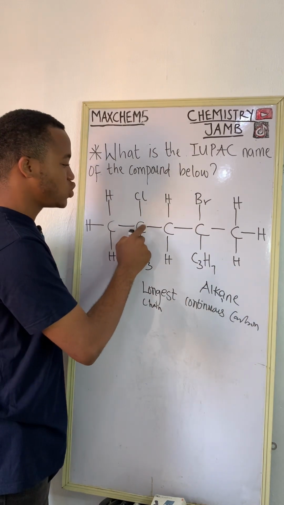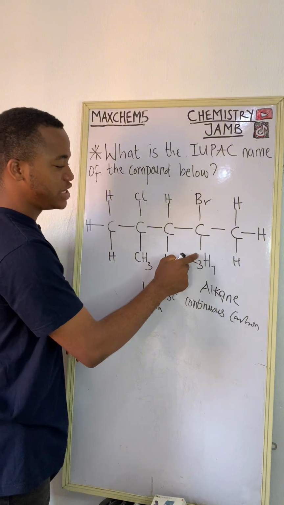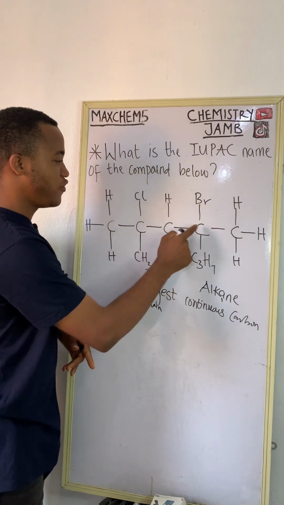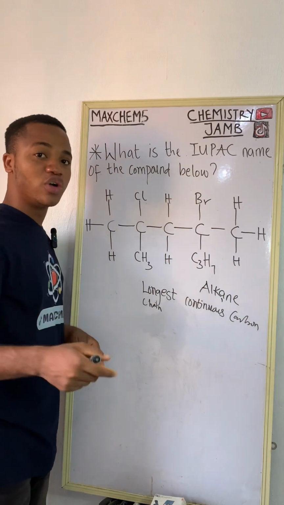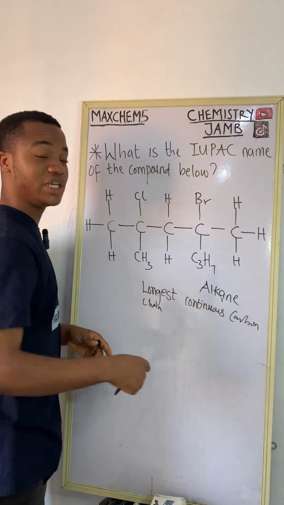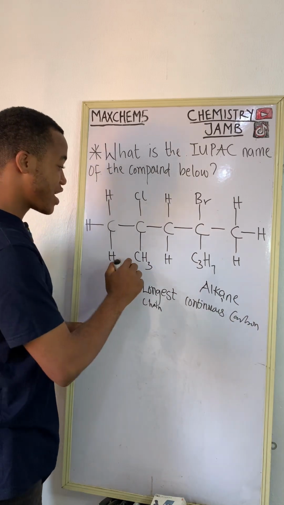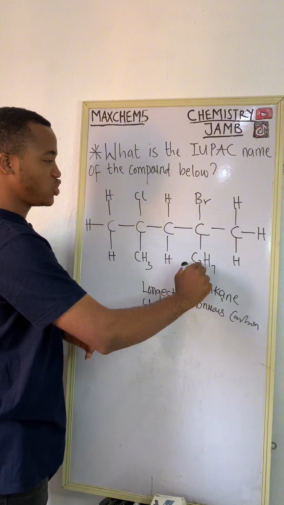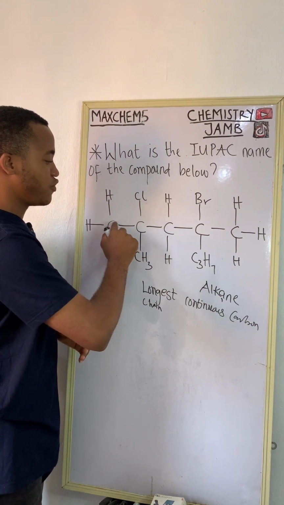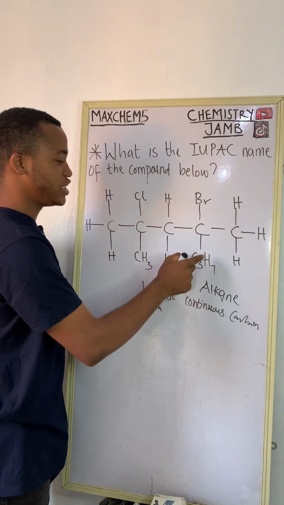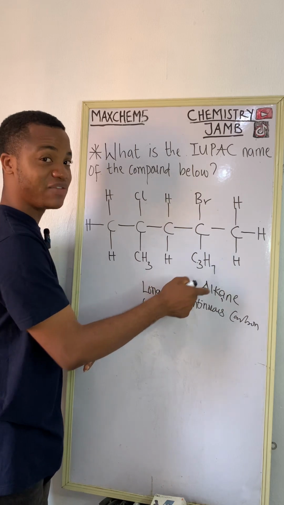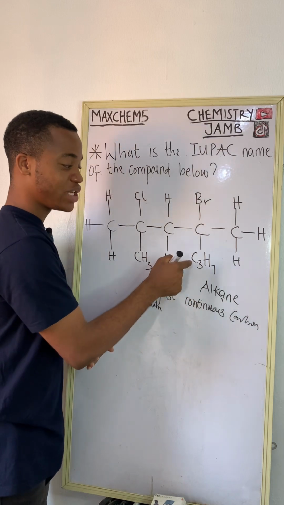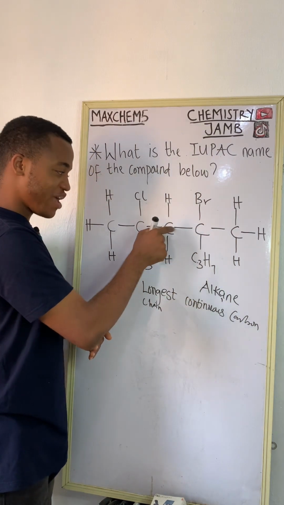If we count like this, 1, 2, 3, 4, 5, 6, 7. I think this is 7. We can also count like this, 1, 2, 3, 4, 5, 6, 7. So in short, the longest continuous carbon chain here is 7. We can count from this CH3 to this place, or from this one. Don't forget that this is C3H7, that is propyl. There are 3 carbons here, that's why it has to be 1, 2, 3, 4, 5, 6, 7.